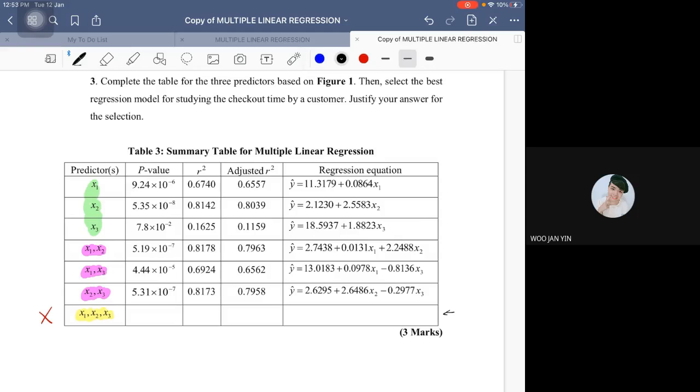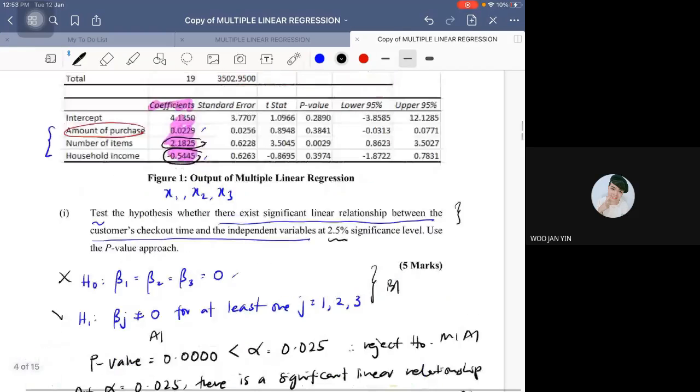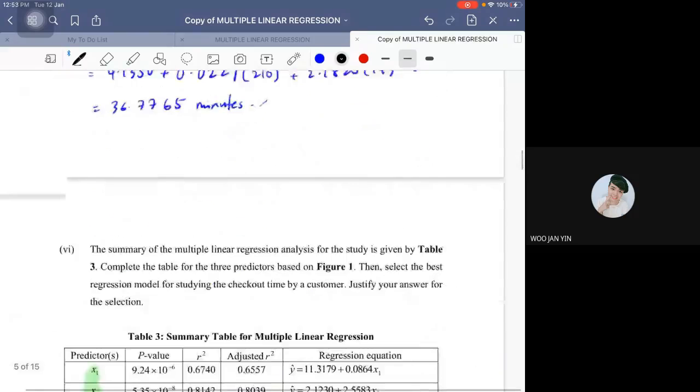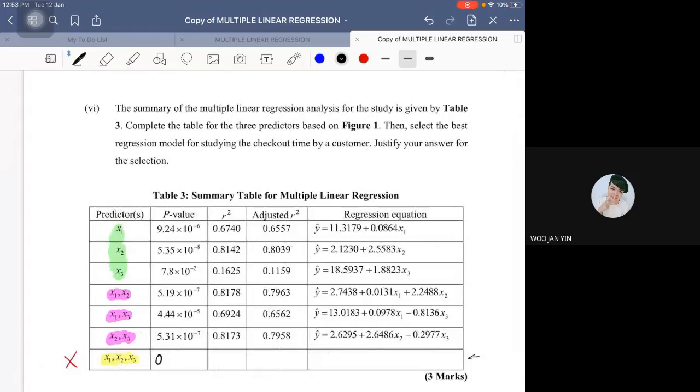So why do you get the p-value? The p-value will come from the ANOVA table here. So the value is going to be 0.0000. So I'm going to fill it right here. This is going to be my p-value, so 0.0000. It's sort of like telling you how useful this model is.